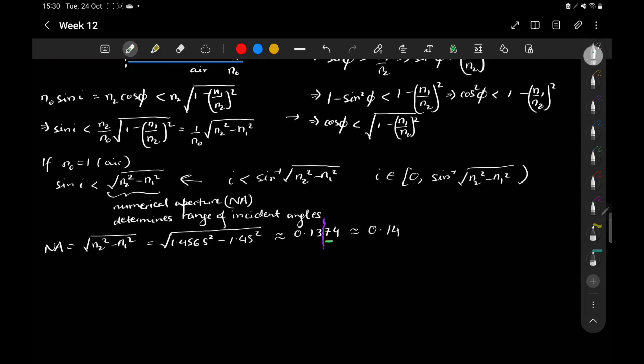So for example, had it been 0.1334, then this would be 0.13, rounded off to 2 decimal places. But 0.1374, we look at this number 7, it is greater than 5, so that means I will move 3 to 4, so rounding off would give me 0.14.